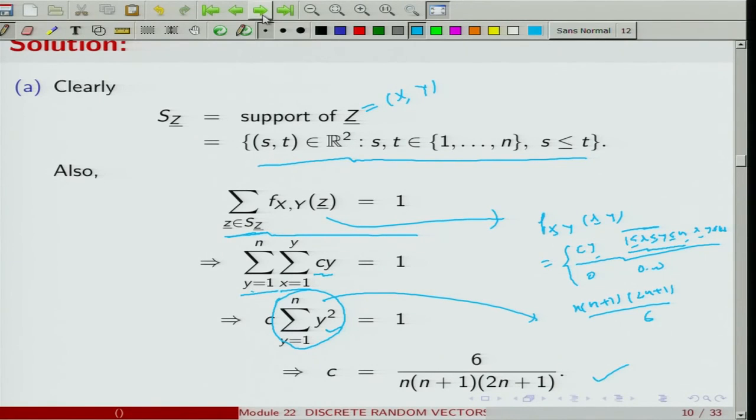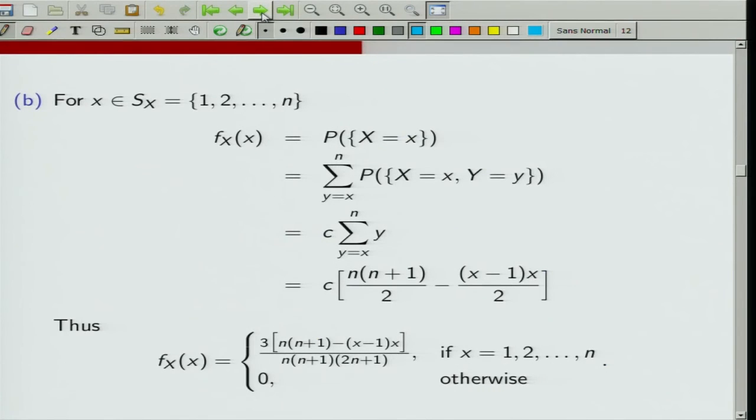Now, let us try to see what the marginal probability mass functions are. Again, let me write down f_{X,Y}(x, y) = c·y if 1 ≤ x ≤ y ≤ n, x and y belonging to the set of natural numbers, 0 otherwise. We have seen that the support of X is 1 to n. In fact, by the last result, one thing is guaranteed: the marginal probability mass functions would be discrete. If it is discrete, the support for X we have seen is 1 to n.